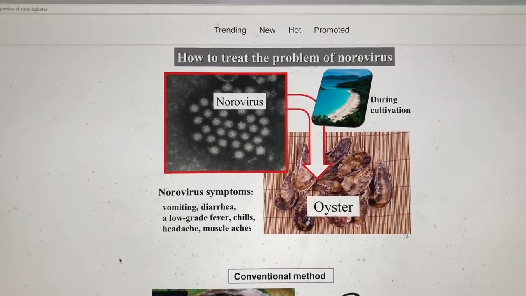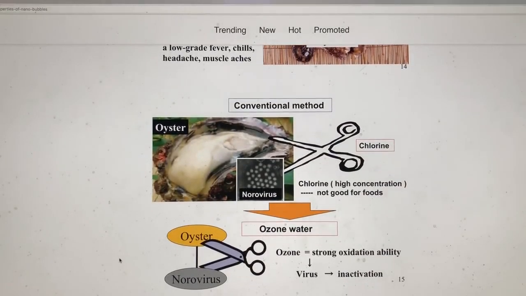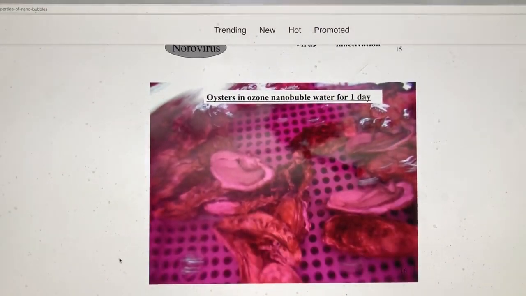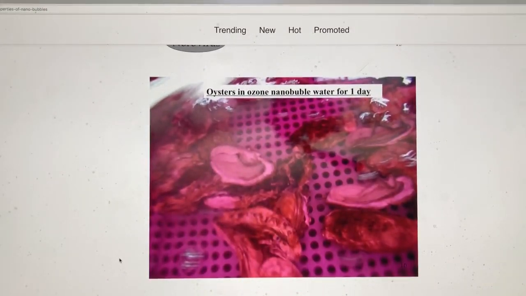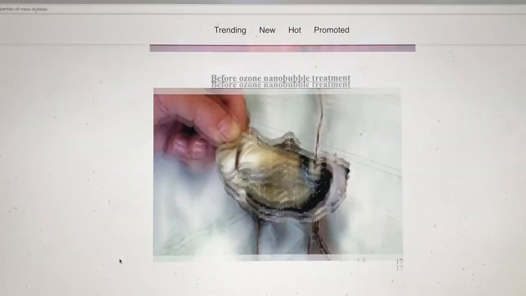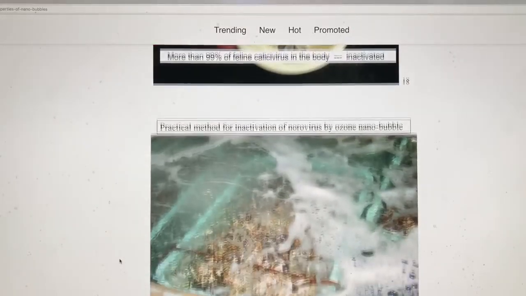Ozone nanobubbles can be used to treat the norovirus. By soaking them in ozone nanobubble water for simply 24 hours, you could turn a nasty sample from this into something like this. That's pretty impressive to me.